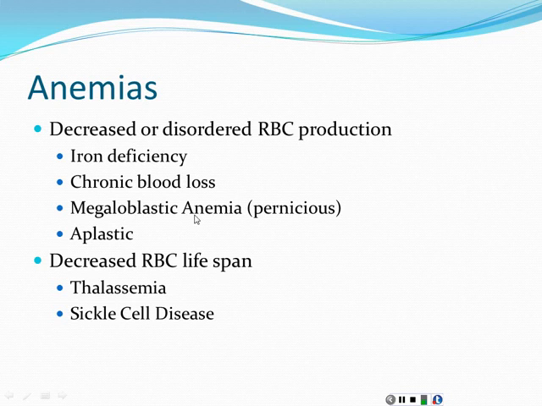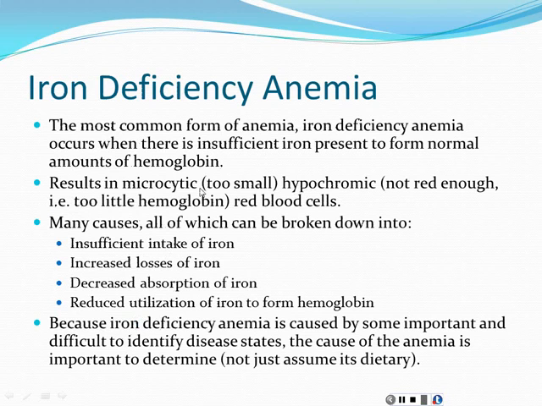There's the megaloblastic anemia or pernicious anemia. This is vitamin B12 deficiency, and it means that red blood cells don't form correctly. So they end up abnormal, and they don't carry as much oxygen as they should. In aplastic anemia, the problem is that the bone marrow isn't making red blood cells. There are a variety of causes for that. And then we'll talk about two kinds of hemolytic anemias where the red blood cells are dying, and that's thalassemia and sickle cell disease. All right.